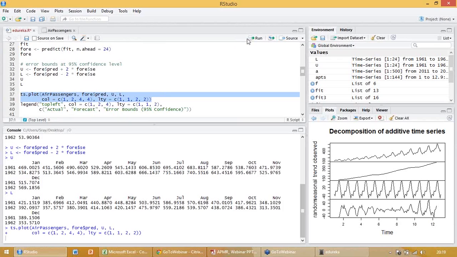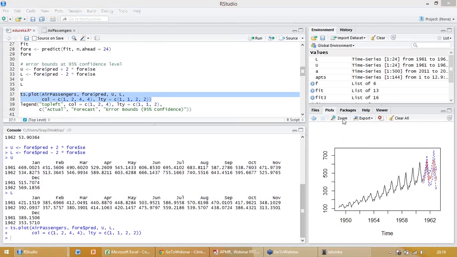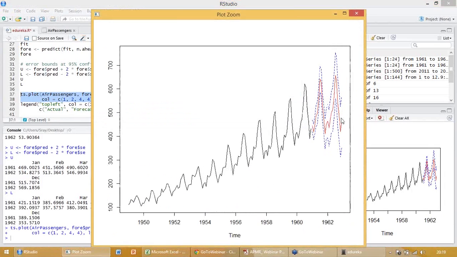So this is called a TS plot graph. Yes, so I made a graph. If you see, this was my normal data, and the red line is the forecast, and the blue lines are the confidence interval. The forecast would lie between these blue bands.